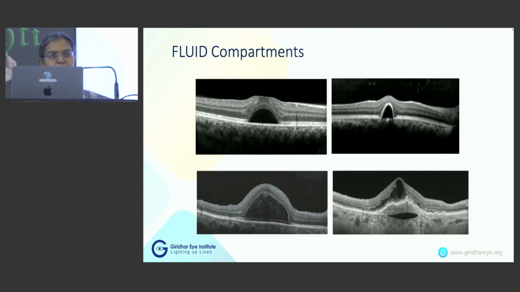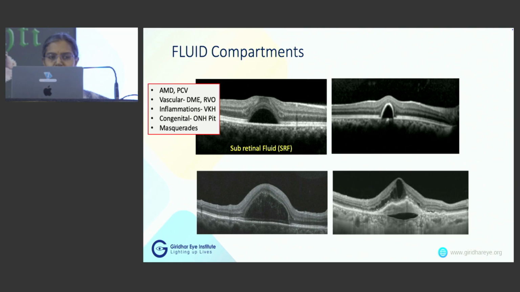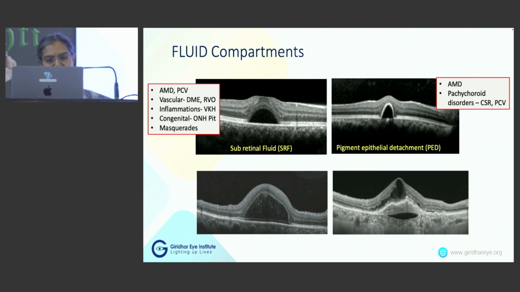Let us learn more about the fluid compartments. This is subretinal fluid, where the fluid is under the neurosensory retina, and it's a common finding in a range of conditions from AMD to vascular inflammations, etc. But when you see the fluid is under the RPE, it is pigment epithelial detachment, which is predominantly seen in AMD and pachychoroid diseases.